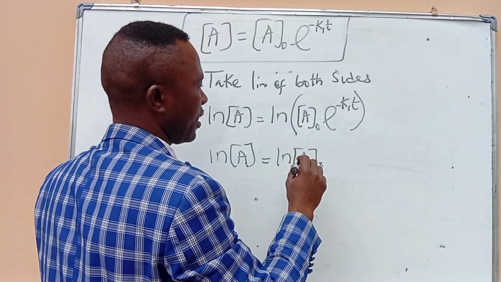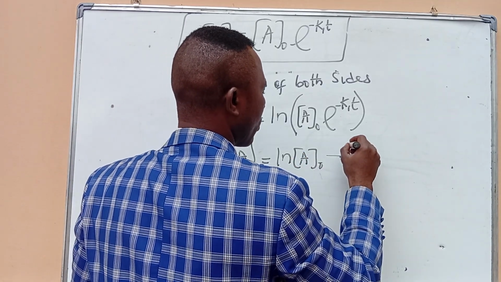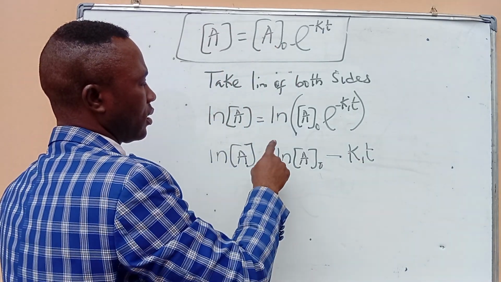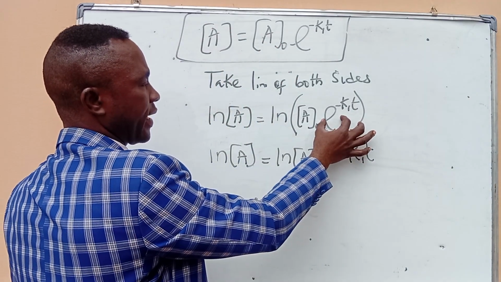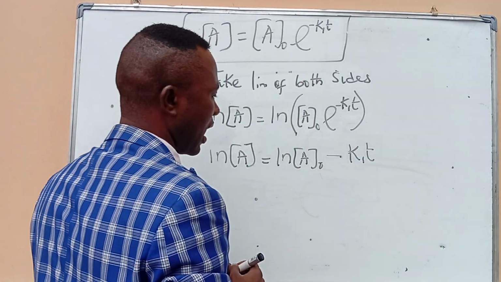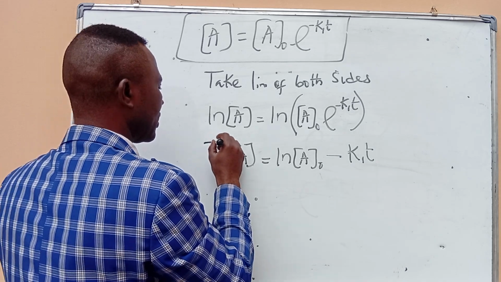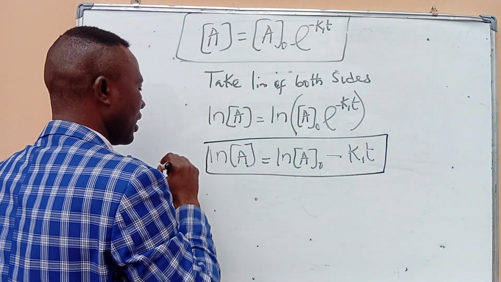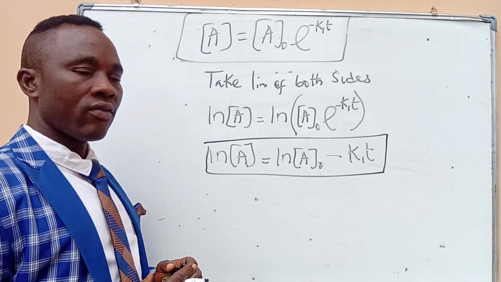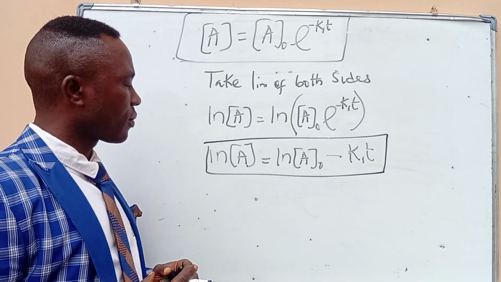then minus K1 t, because the ln here will cancel the exponent, so that this will become minus K1t. Now, having gotten this, you find out that this can also be taken as our integral rate law for first order reaction.